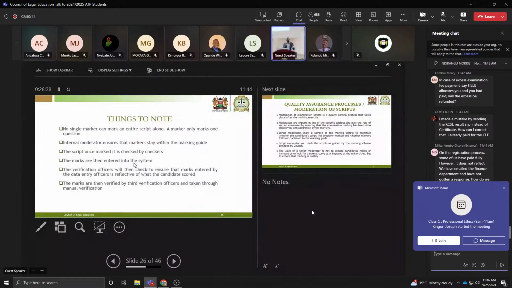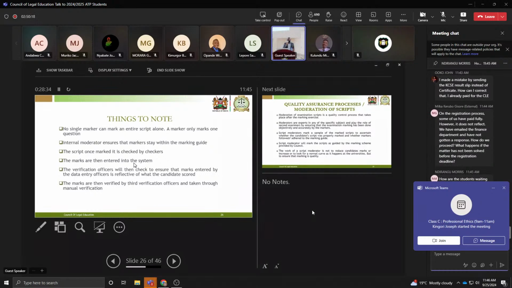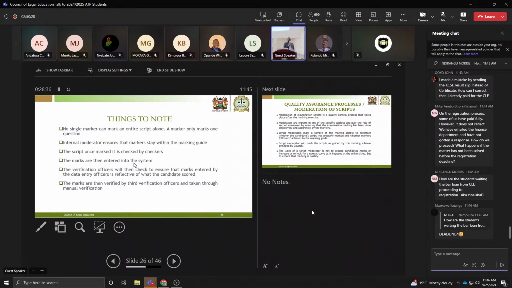I think with this election thing, we now started insisting on backup. We have a manual system of backing up our things, right? So even as we have that, we also verify manually that whatever is in the system is what the student actually scored.